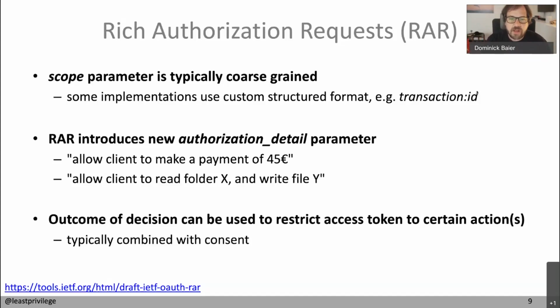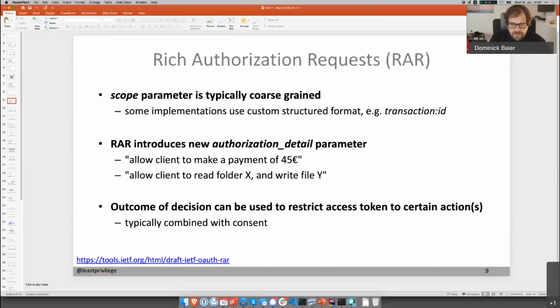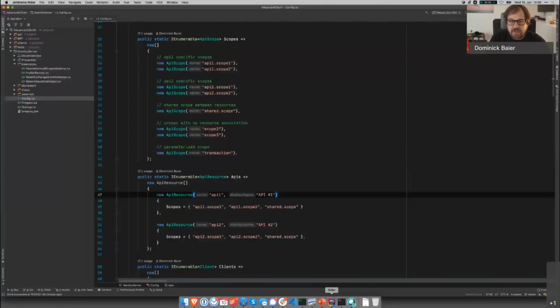So I can show you, for example, in the latest version of IdentityServer, how we implemented this requirement, right? Here is a scope called transaction. And now the idea is that a client can ask for a scope called transaction colon 123. This scope is not registered, right? The only thing you want to register with that scope is the base name, and then at runtime, the thing that comes after the colon should become the variable part, if you like.